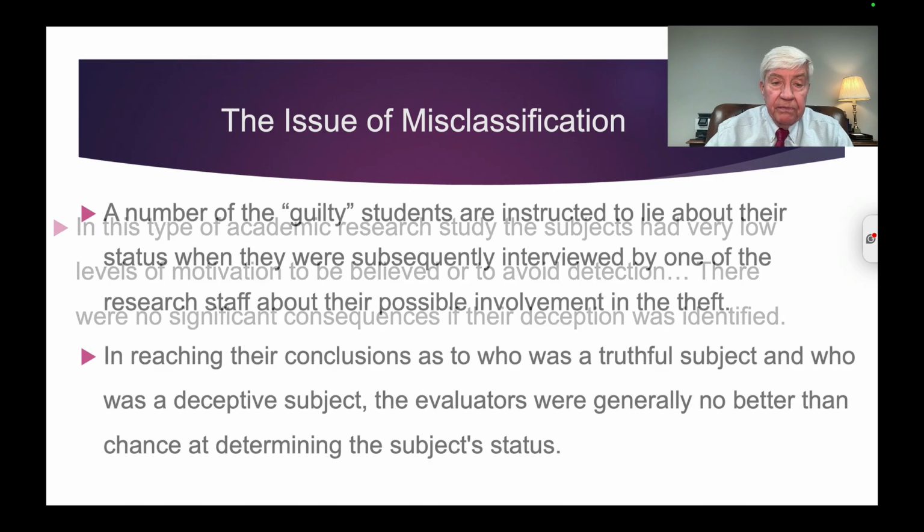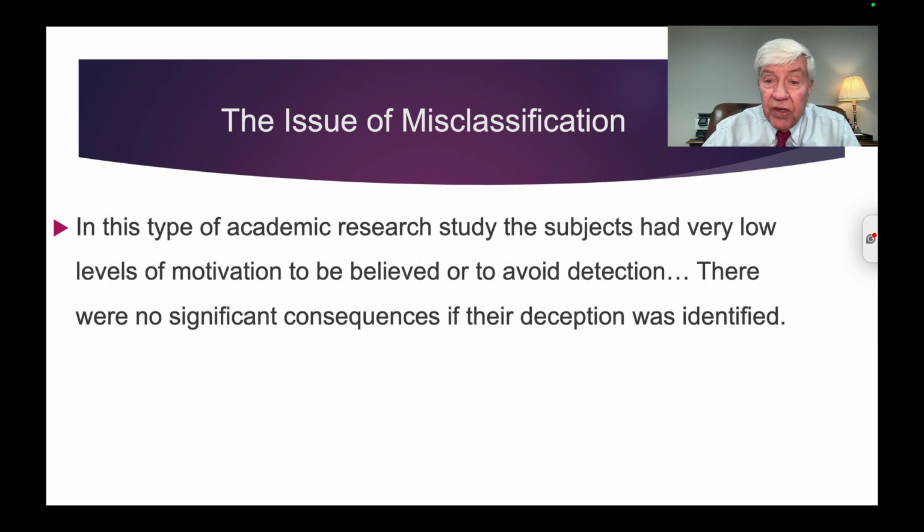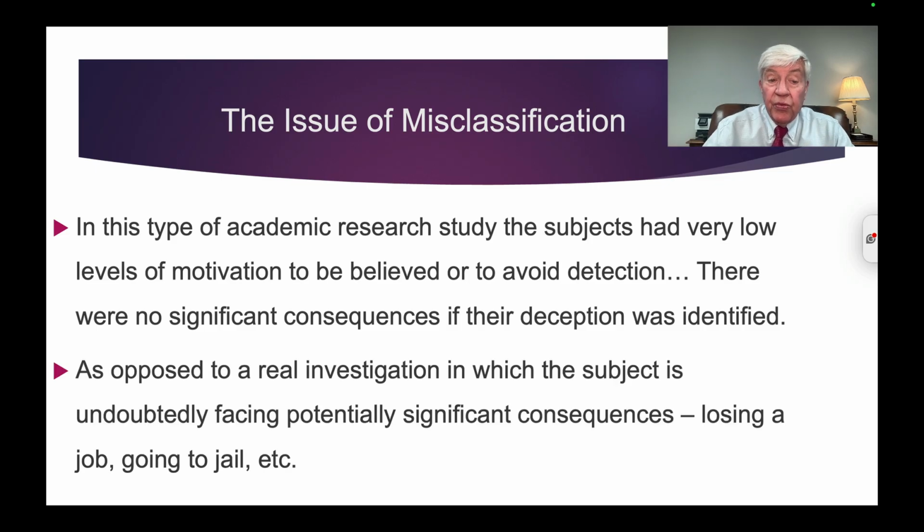In this type of academic research study, the subjects, as you can imagine, had very low levels of motivation to be believed or to avoid detection. There was no significant consequence if their deception, for example, was identified. Whereas in the real world, a subject may be facing loss of job, being charged with a crime, going to jail, being embarrassed in front of his family or friends if they found out what he did, etc. So there's a high motivation to establish their innocence or to hide their guilt.